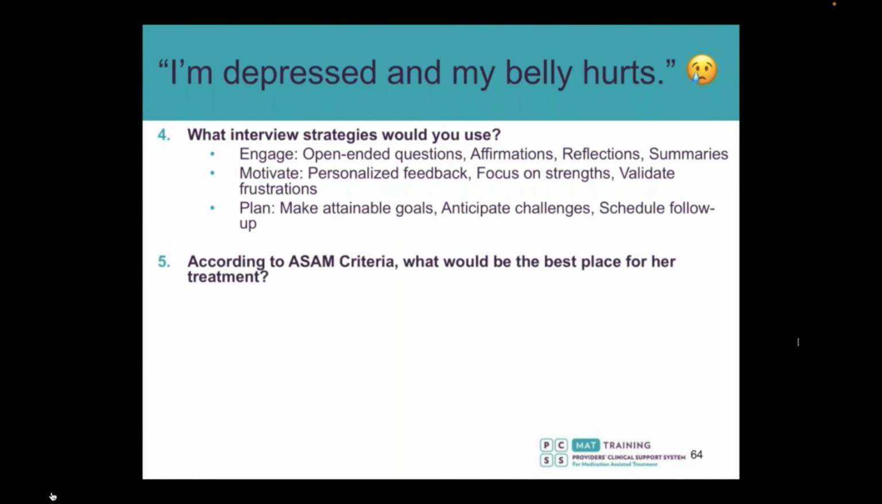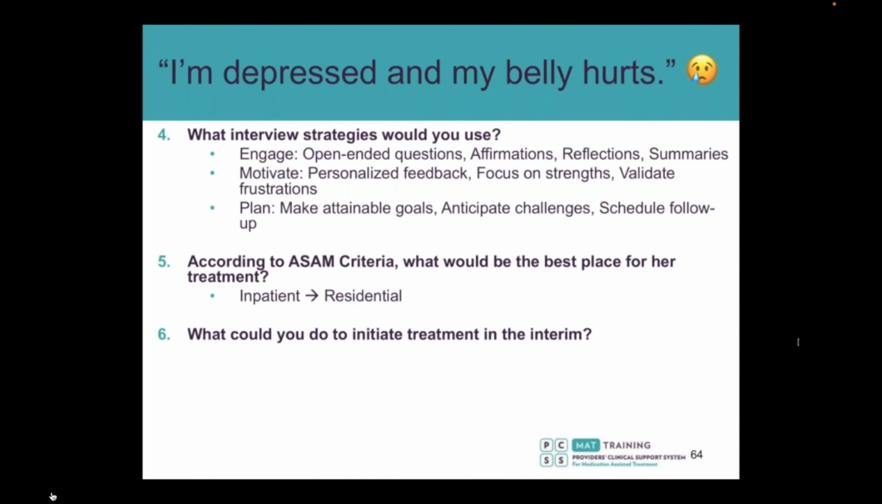According to the ASAM criteria, what would be the best place for her treatment? This patient likely needs medically supervised detox, given her medical and psychiatric comorbidity. And this may be followed by residential treatment, given that her home environment may increase her risk of relapse after inpatient admission detox.